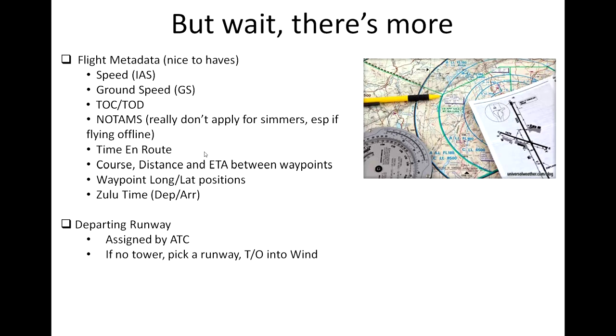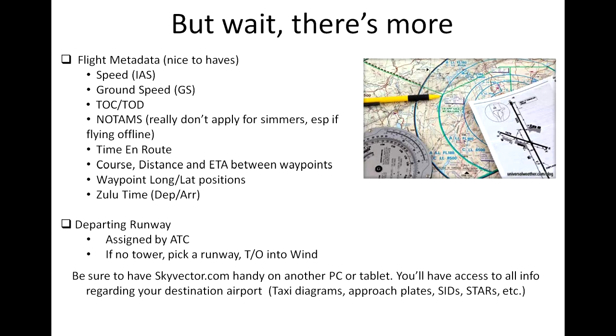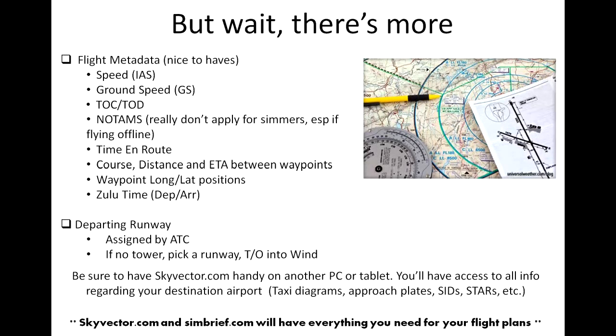Also, you're going to need your departing runway, but obviously you get that from ATC, and if there's no tower, go ahead and pick a runway. Just be sure you're taking off into the wind. Skyvector.com is very, very handy to have on a tablet or on another computer. That way you have access to everything: VOR stations, taxi diagrams, approach plates, SIDs, STARs, and whatnot. Skyvector.com and simbrief.com will have everything you will need for your flight plans.